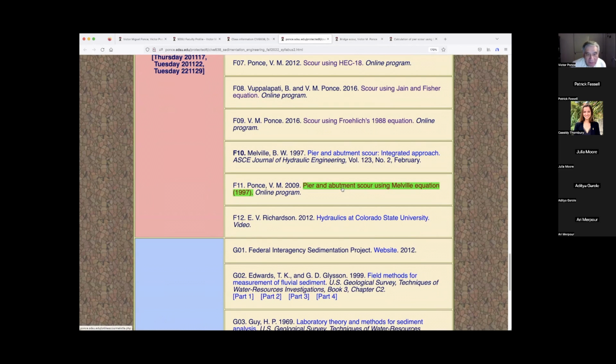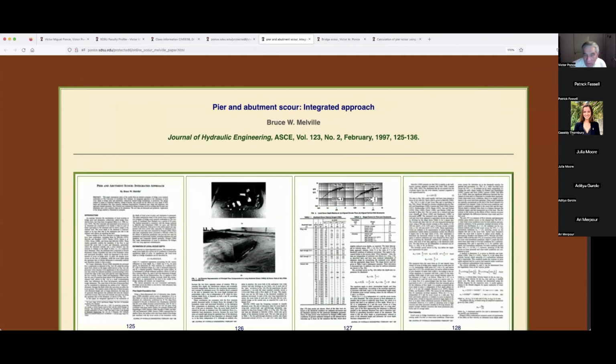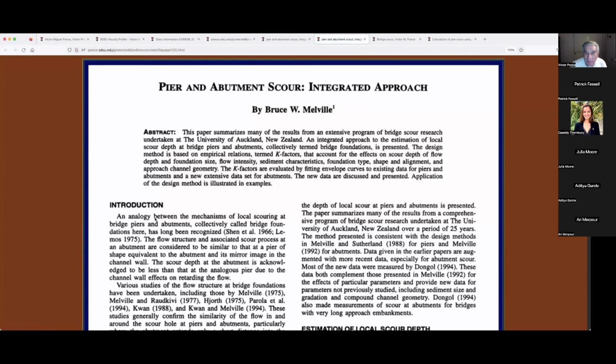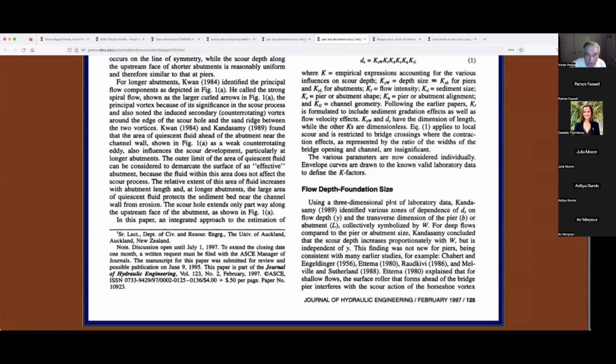Pier and abutment scour using Melville equation. Here it is, 1997. This is the paper which is the basis for what I'm going to say right now in the next 15 minutes. Pier and abutment scour integrated approach. So if you really want to look at what Melville did, you got to go here. You got to get hold of the original source. Hopefully we have done a good job of reproducing what he said.